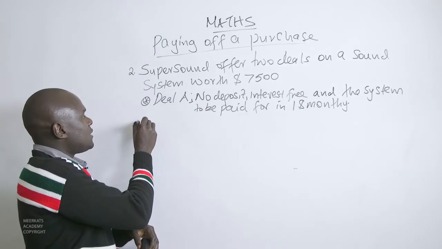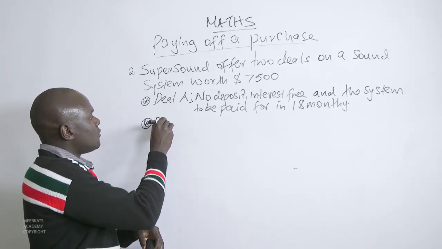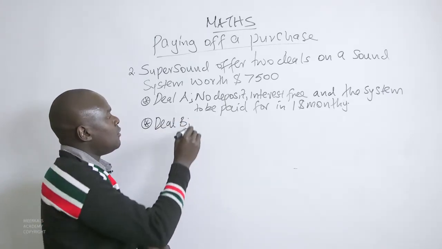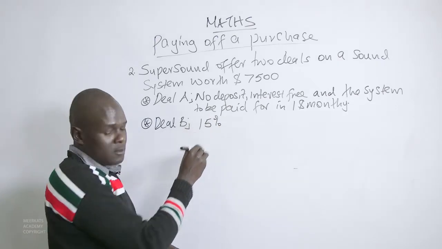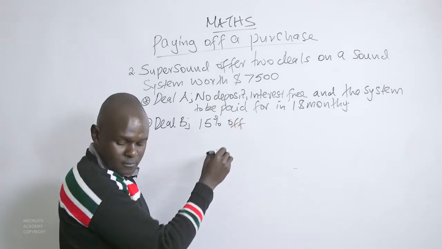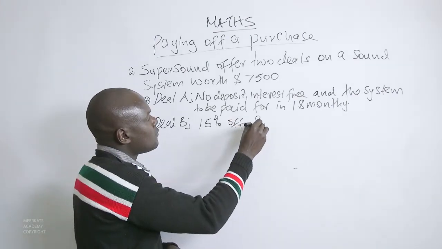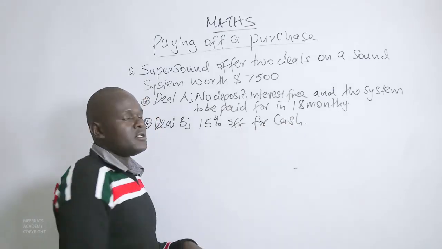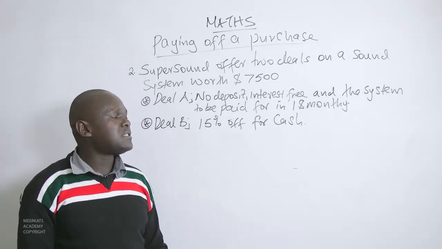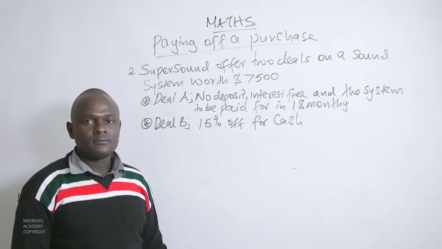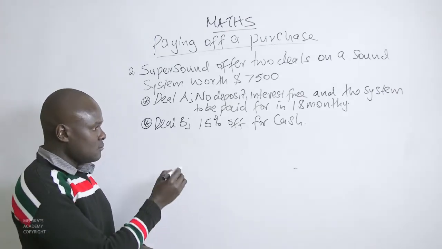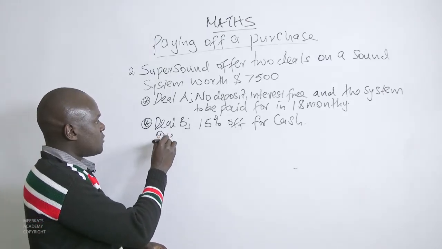What do we have in the second deal? In deal B, it is simple. A very interesting deal that if you make cash payments, you will get a 15% off the cash price. A 15% off the cash price. Let us proceed to questions.